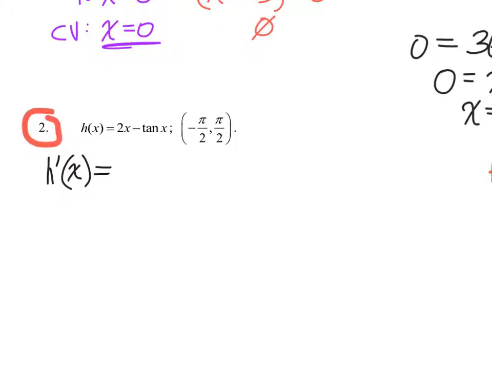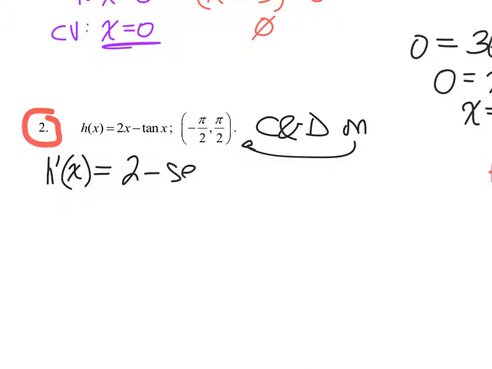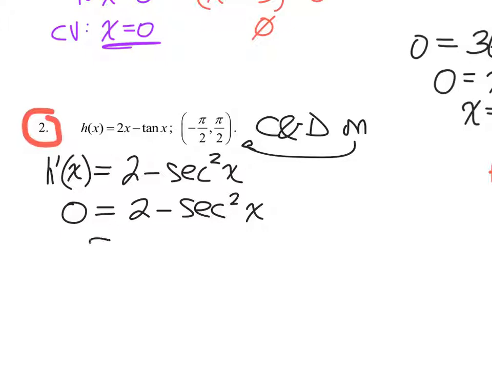Derivative. Oh, and C and D on this interval. So 2 minus secant squared. Set it equal to 0. And you'll get secant squared x equals 2. We'll go from there in a minute.